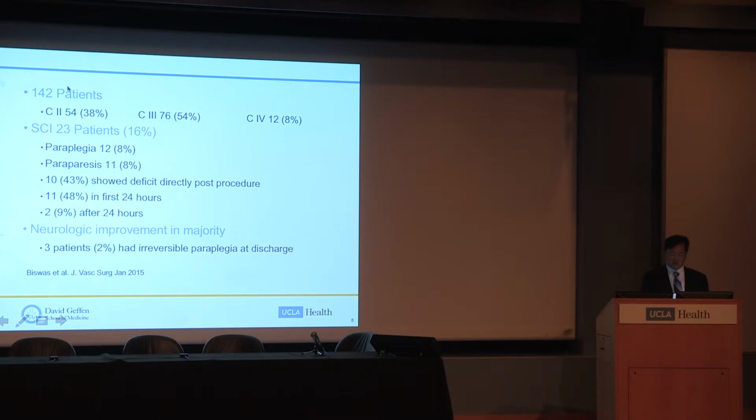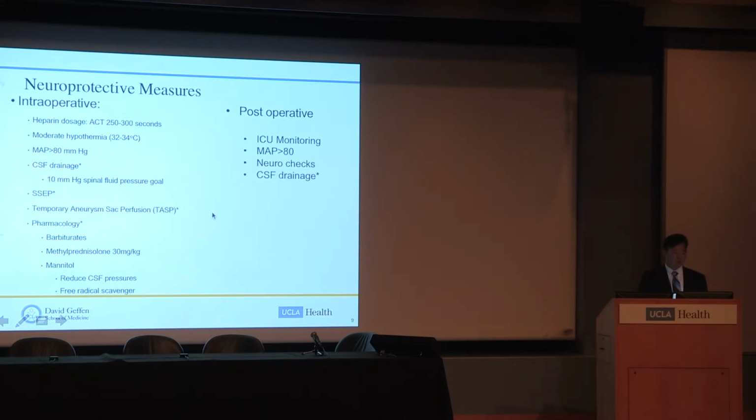So again, in this series, 142 patients, 16% had spinal cord injury, roughly divided between full paraplegia and paraparesis. The interesting thing is less than half showed the deficit right at the time of surgery, and slightly greater than half went on to evolve over the ensuing 48 hours. And the also notable thing is that a great majority of their patients actually went on to recover and had no irreversible paraplegia at the time of discharge. So this is the new endovascular era and what we're dealing with in spinal cord injury patients.